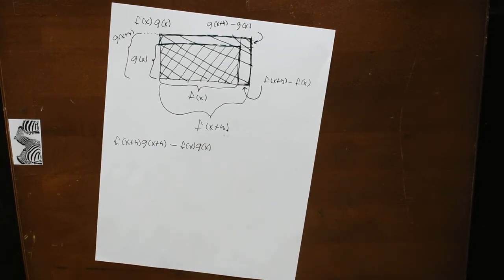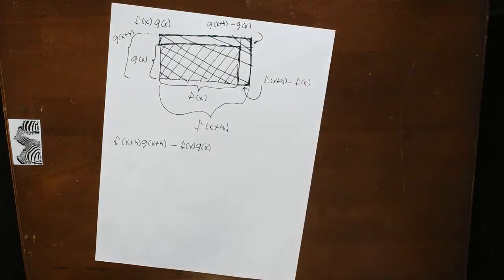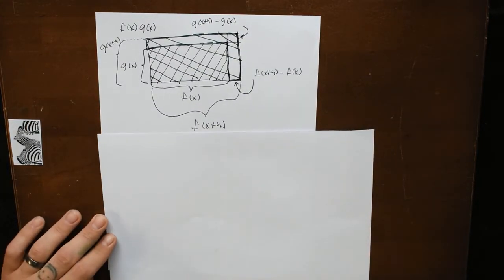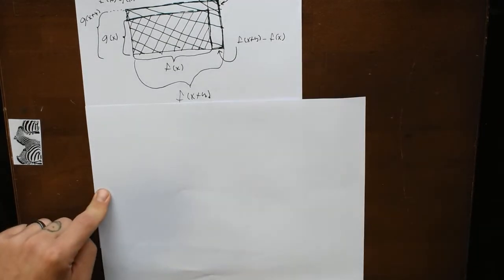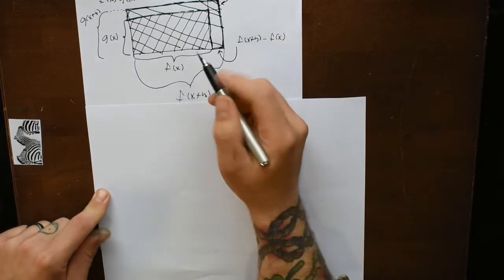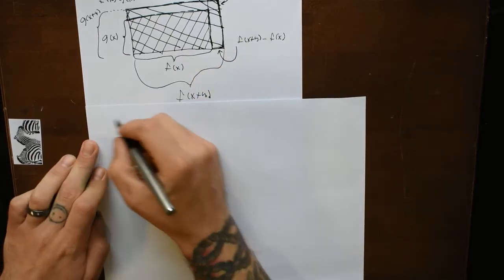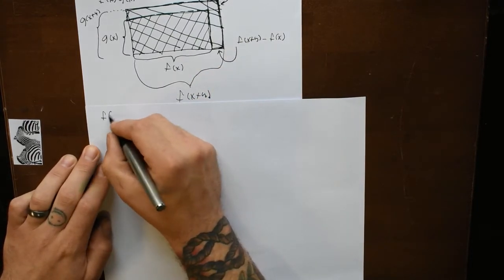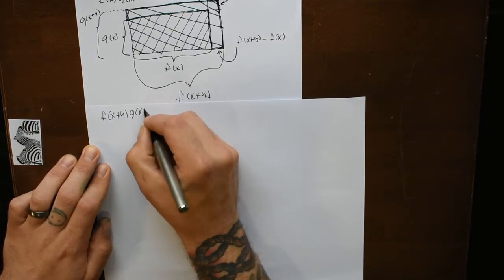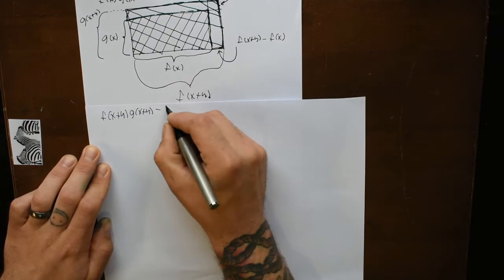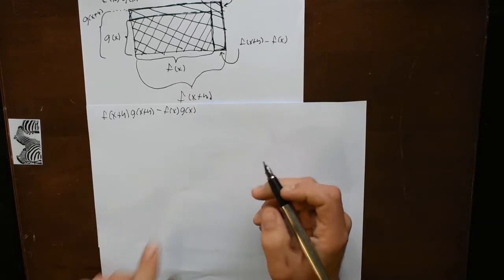Well, this actually gets kind of long, so I'm going to rewrite this on this page, and we're going to proceed in landscape mode. So we're trying to investigate the difference in these areas, or we want to explore f of x plus h times g of x plus h minus f of x times g of x.